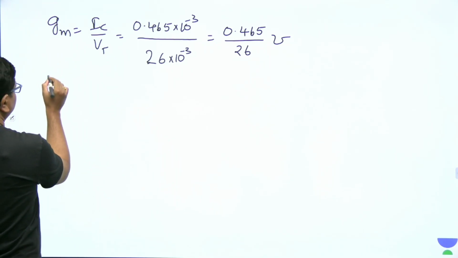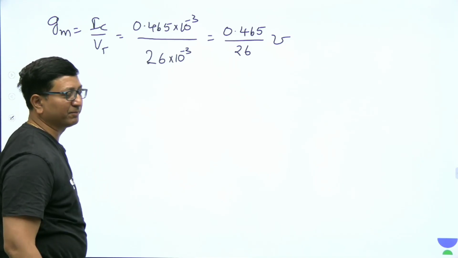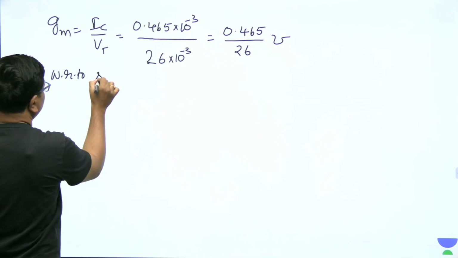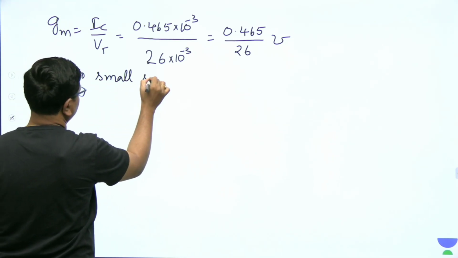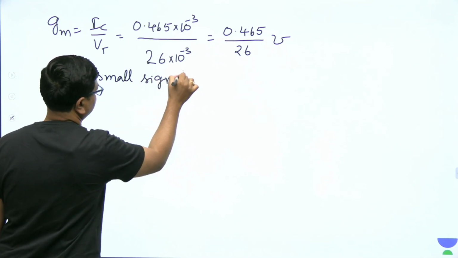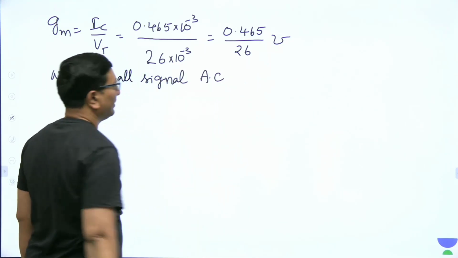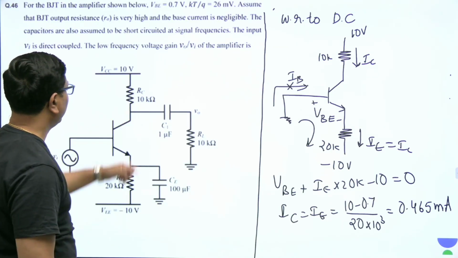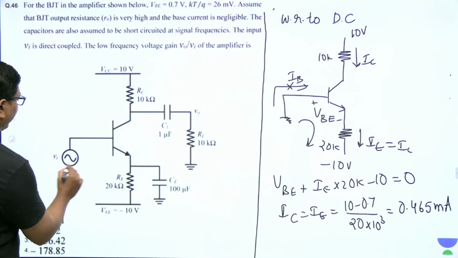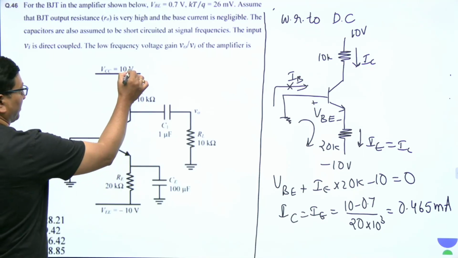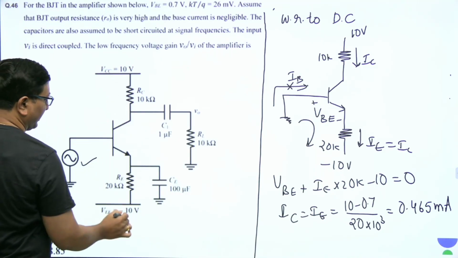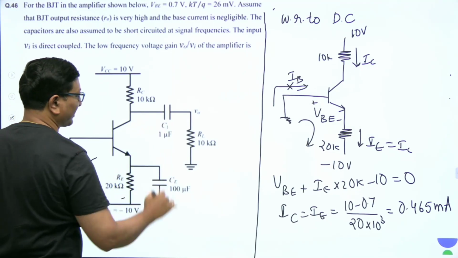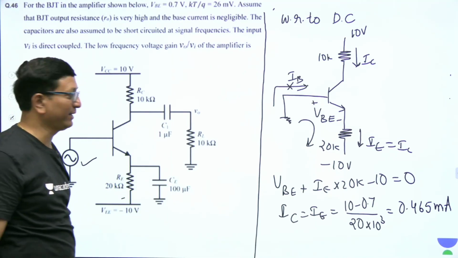Now, with respect to AC. First we needed to find GM. Next, let us take the small signal AC. With respect to AC, meaning with respect to this signal, the DC source should be 0. It should be connected to ground, and the other one should also be connected to ground. Both the capacitors act as short circuits.